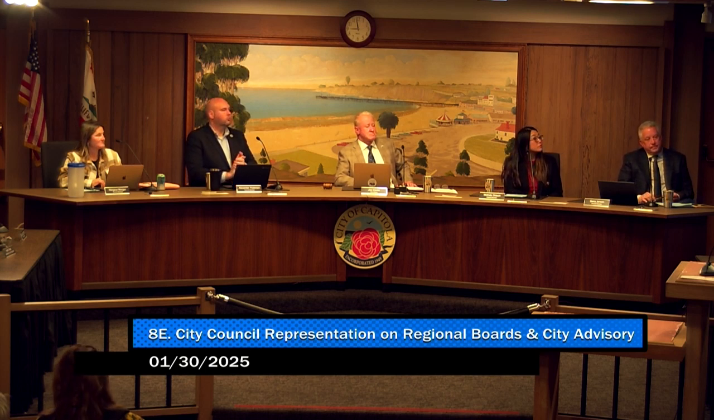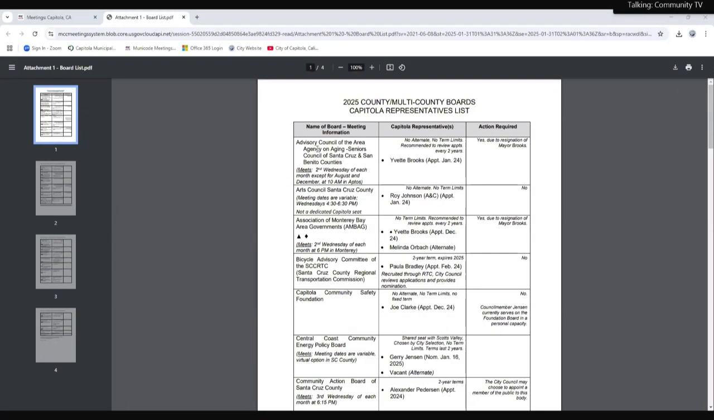So again, just to start, we'll go ahead with the first one alphabetically, so it's the top of the list, the Advisory Council of the Area Agency on Aging. This meets typically on the second Wednesday of each month in Aptos. I'll do it.